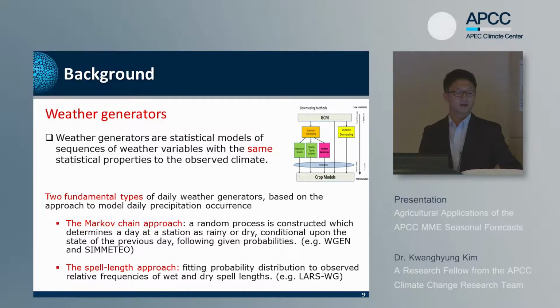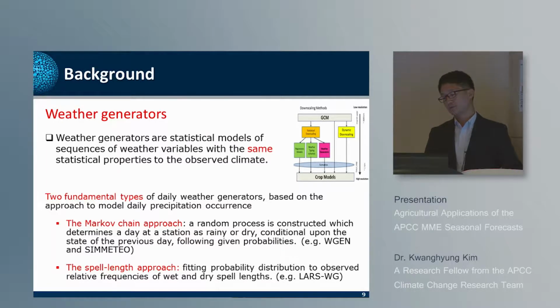Okay, weather generators are statistical models of weather variables, with statistical properties the same as the observed weather climate record. There are two types of weather generators based on their modeling approach for precipitation. The first one is the Markov chain approach. This is famous because of WGEN and SIMMETEO, something like that. And most weather generators utilize the WGEN approach.